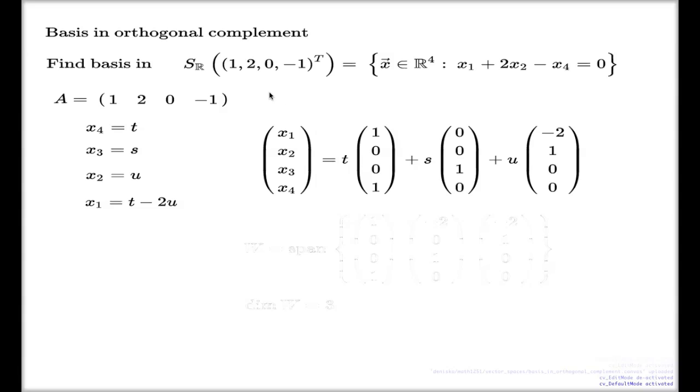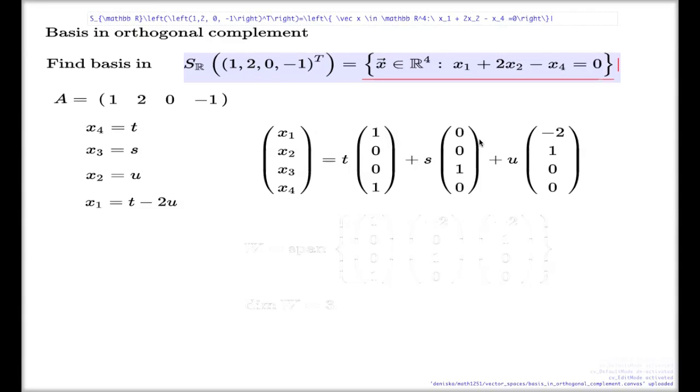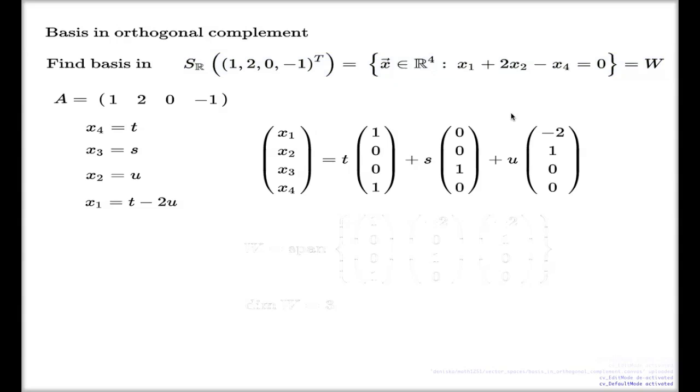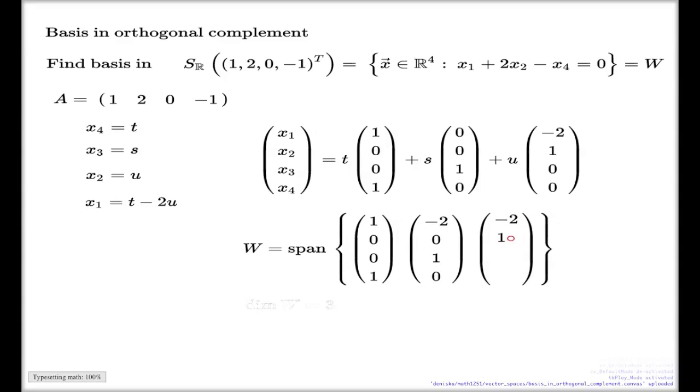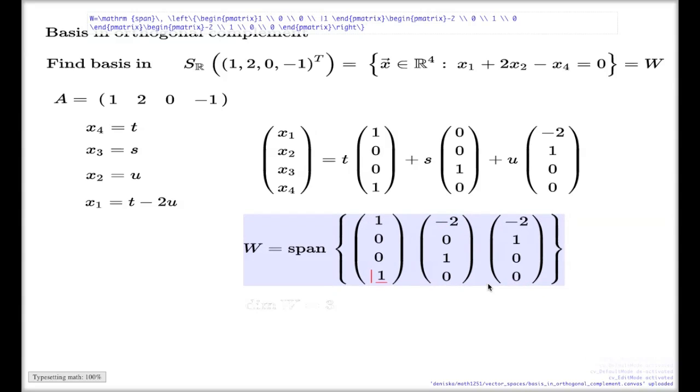And if you look into this representation, what do you see? You see that this is basically a span. What I'm saying is that this set, let me call it W, just for abbreviation, because I don't want to copy this large symbol again. My W is the span of these 3 vectors. And again, it's a typo here, which I will fix momentarily.